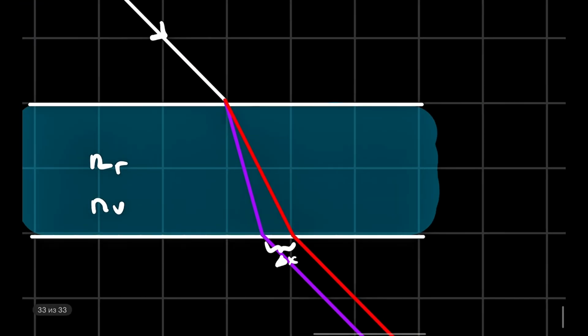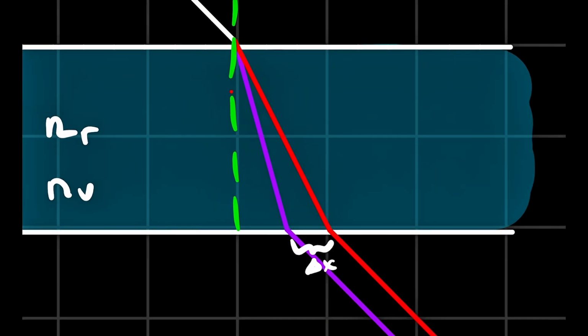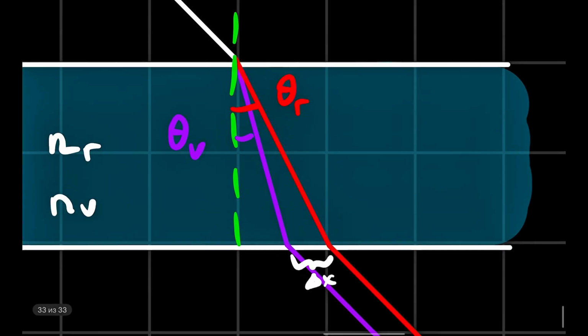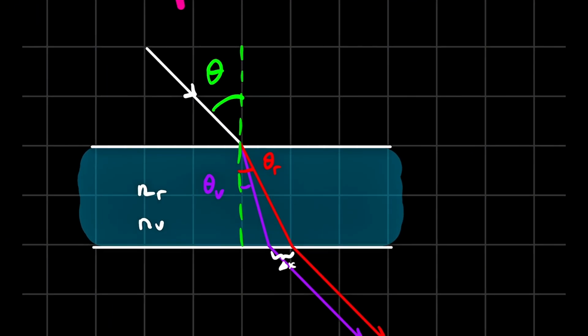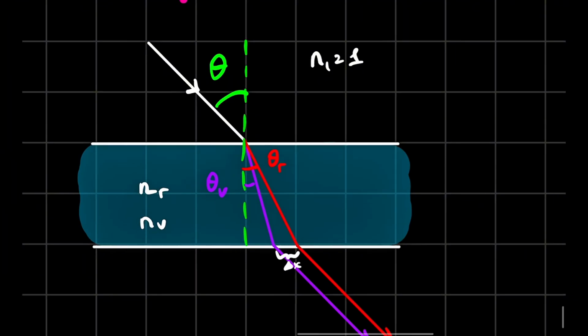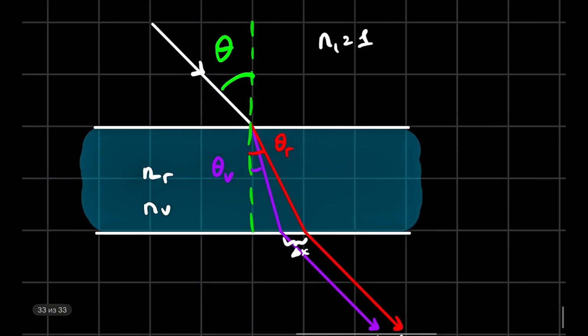Okay, then how do we approach this problem? Let's first draw the normal here. We can see that our red ray would experience a different angle of refraction. This would be theta r, let's call it. And this one would experience a different angle of refraction, which is theta v. This one is theta red, this is theta violet. The original one, let's call it just theta itself. This is our air, our n1 equals 1. And here you can see that we have the index of refraction, not for the glass in general, but for how the glass interacts with red and how it interacts with violet, okay?